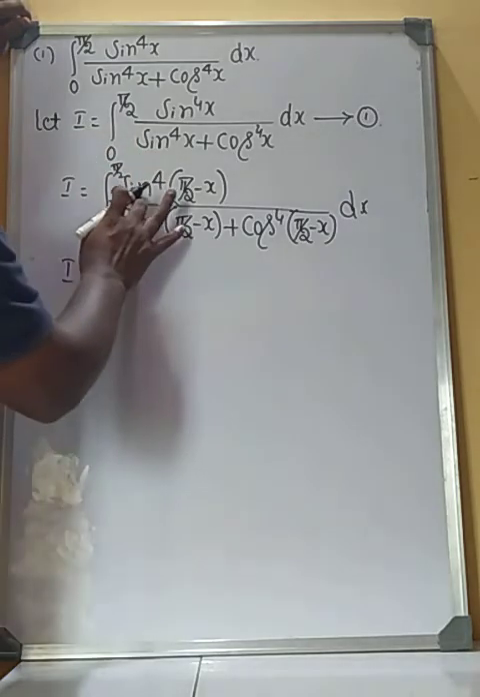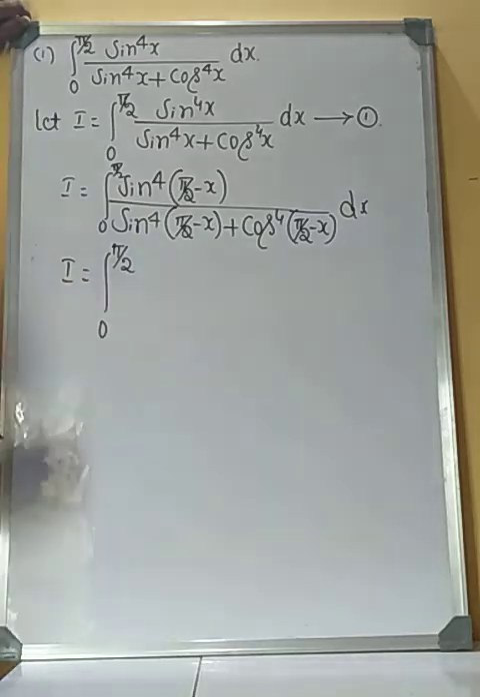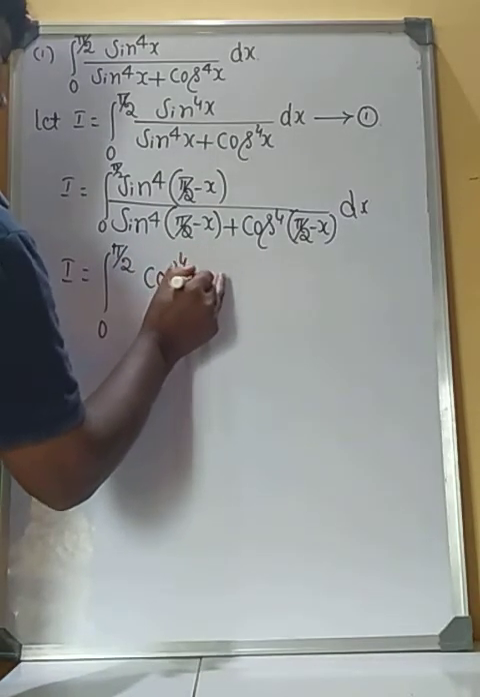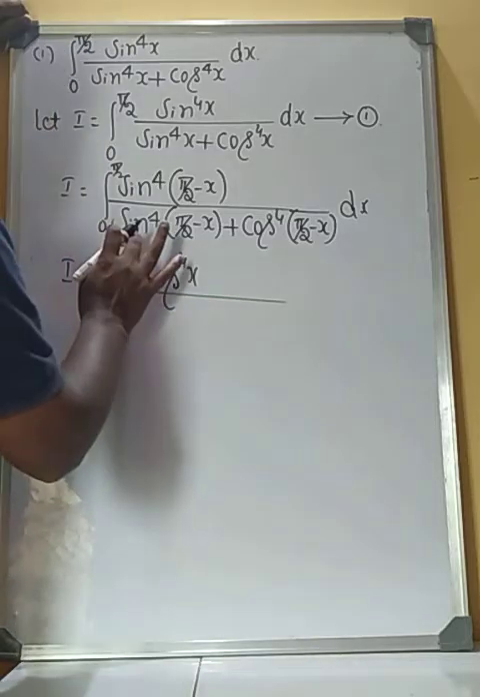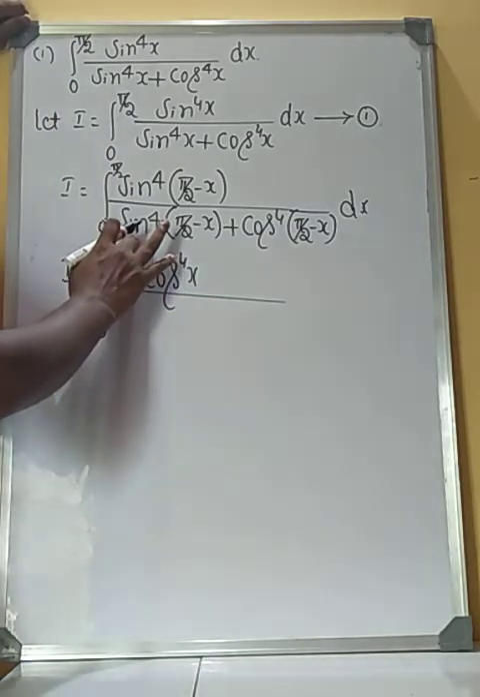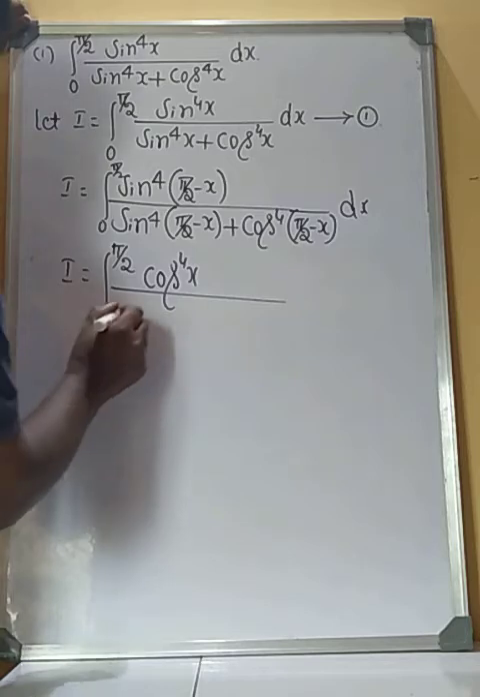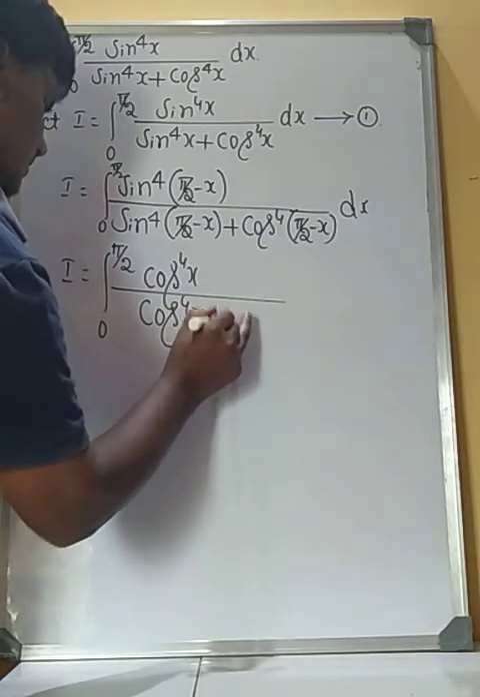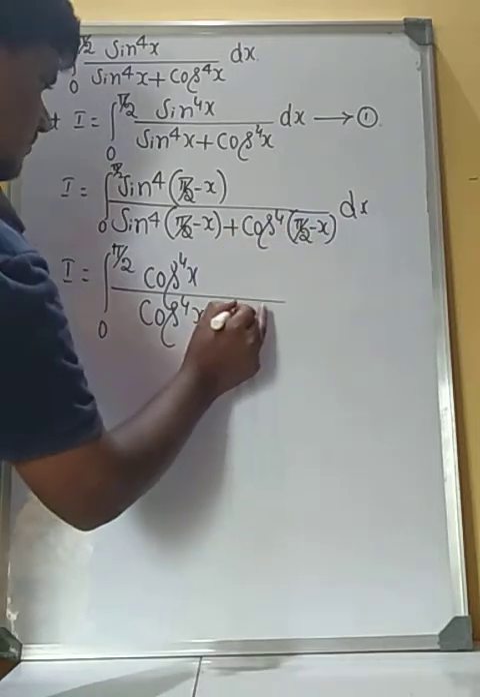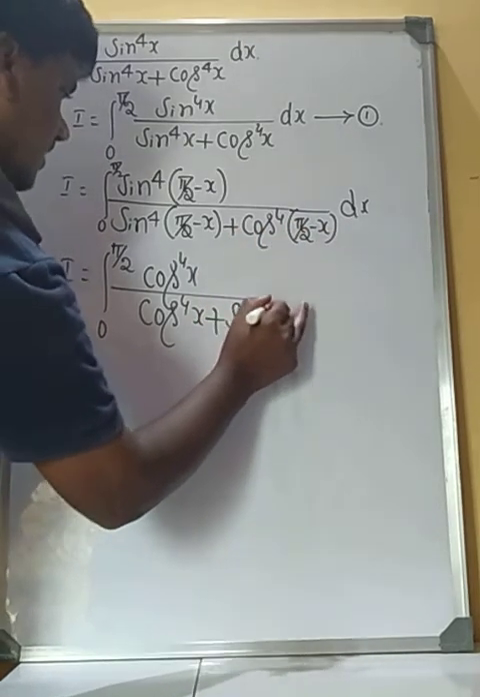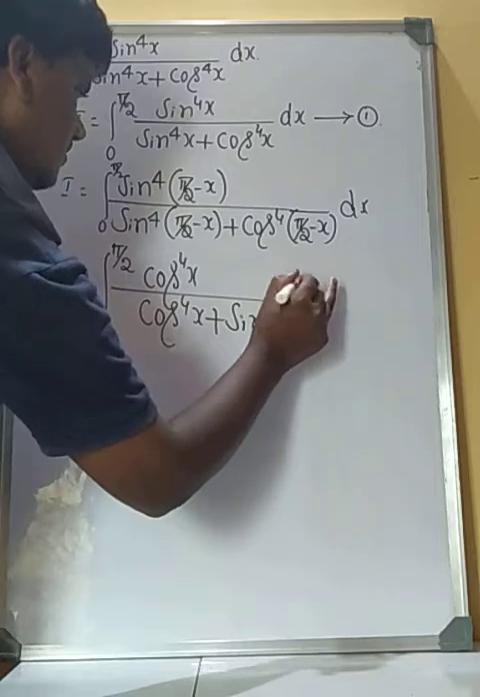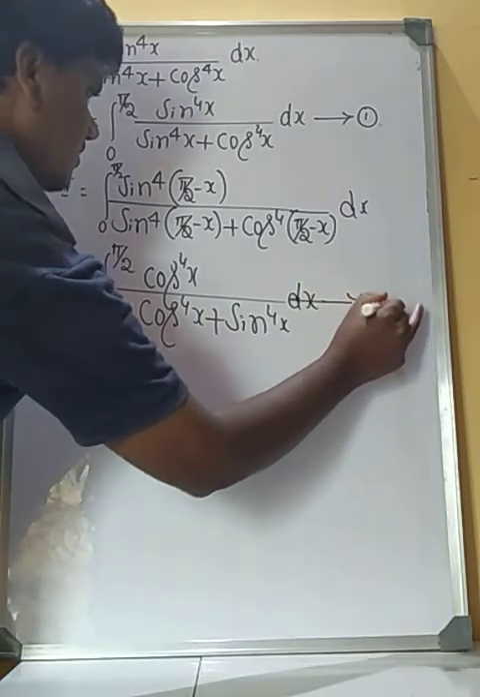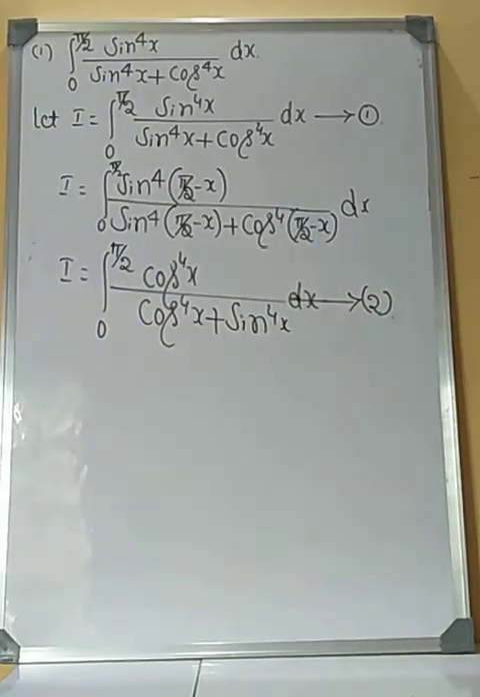Here sin of (90 minus x) is cos^4 x divided by the denominator, also sin of (90 minus x) is cos^4 x plus cos of (90 minus x) is sin^4 x into dx. So this is called equation number 2.